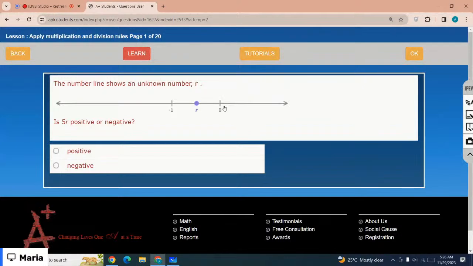Okay, the number line shows an unknown number R. Is 5R positive or negative? Which is the correct option? Think and then answer. Which is the correct option?